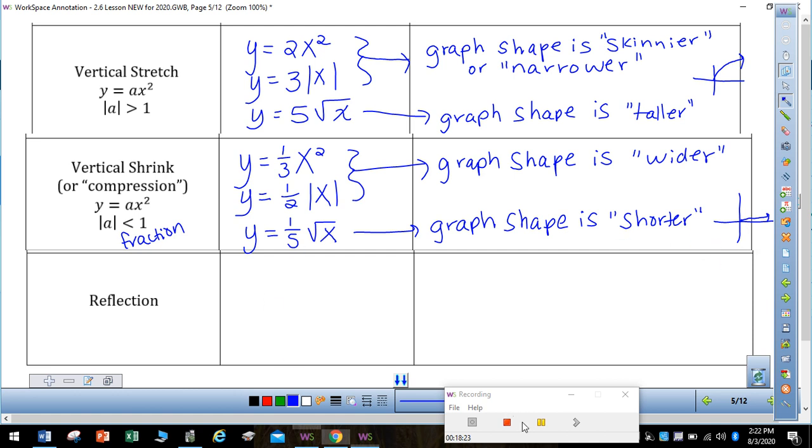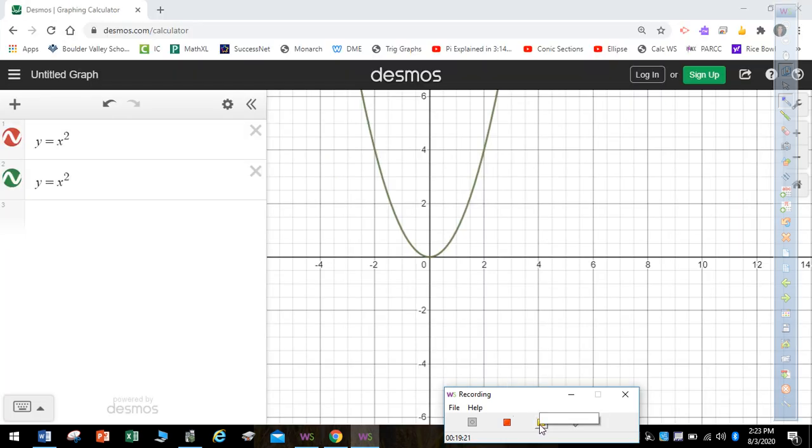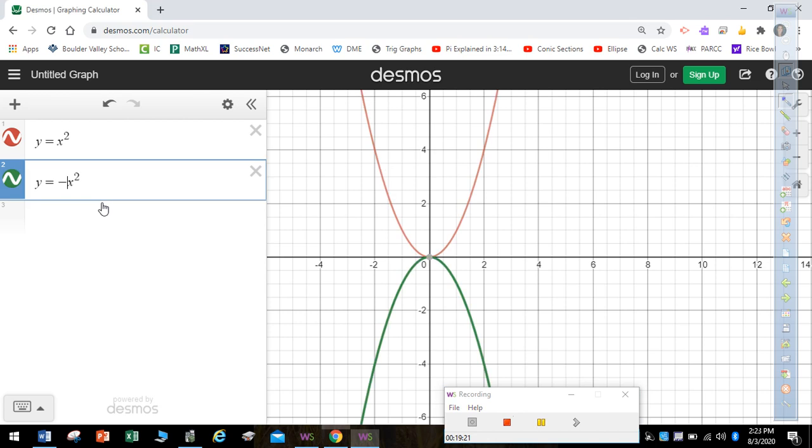All right, we have one last kind of transformation called a reflection. So let's go back to Desmos to see what that would look like. All right, so we're going to start again with our parabola. We're going to see a reflection when we introduce a negative sign. So if we put a negative sign in front of the x squared, what happens is that it flips it over. It flips it upside down, or more specifically, we would say that it's reflected over the x-axis.